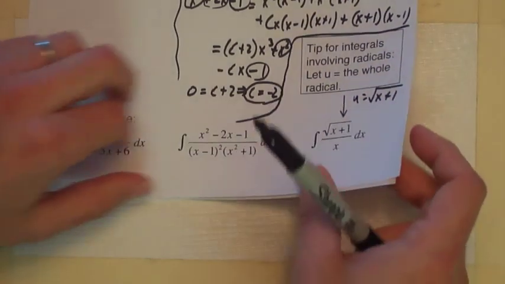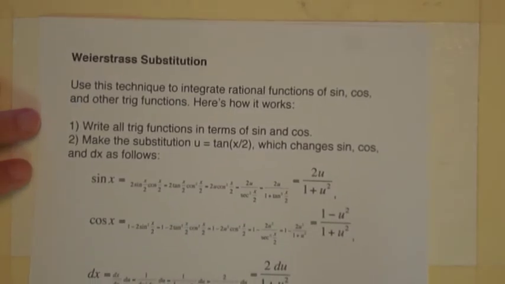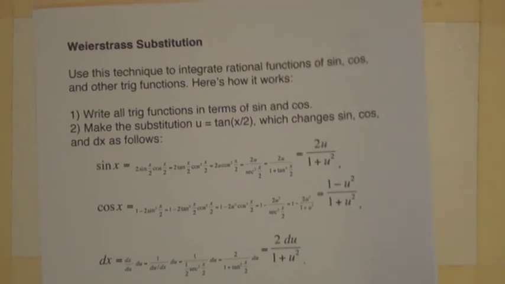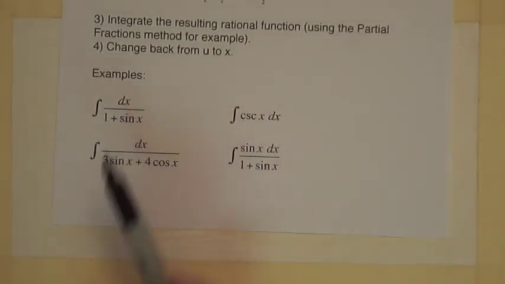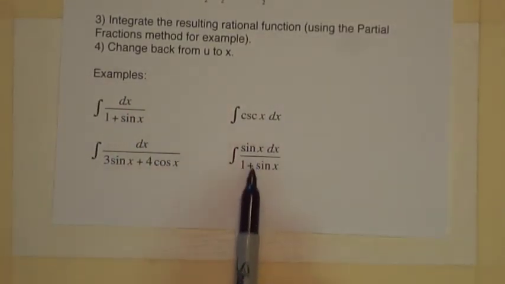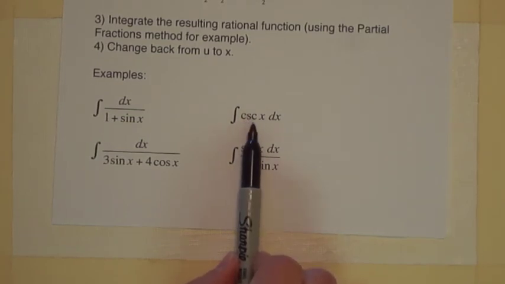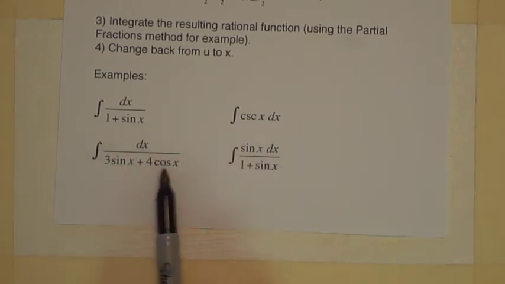Now, one last thing to mention with partial fractions. Go to the last page of notes here. It's called Weierstrass substitution. And this is for integrating rational functions of sine, cosine, and other trig functions. So things that look like the examples at the bottom of the page. Notice these are fractions, including this one. That's really 1 over sine x. But these are fractions not in x, but in sine x or cosine x.